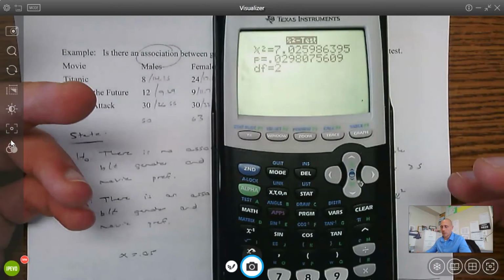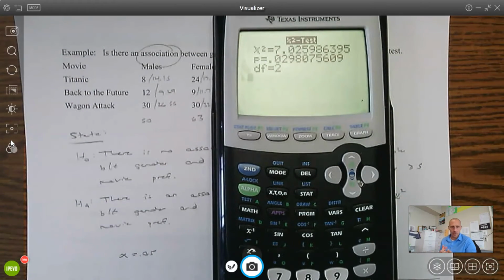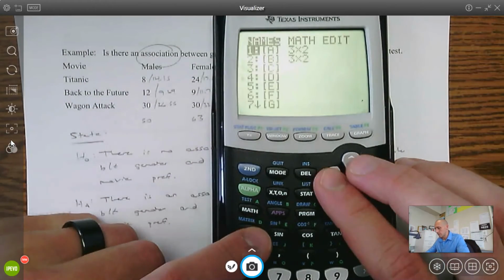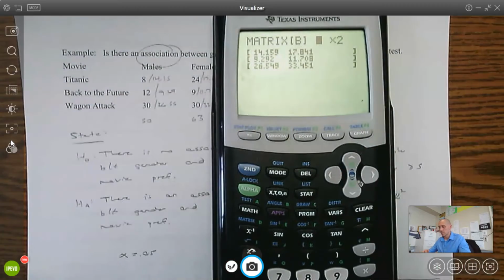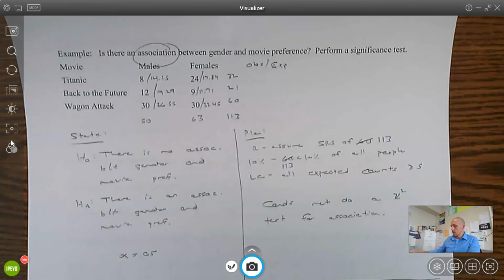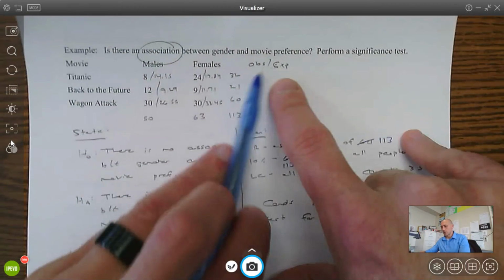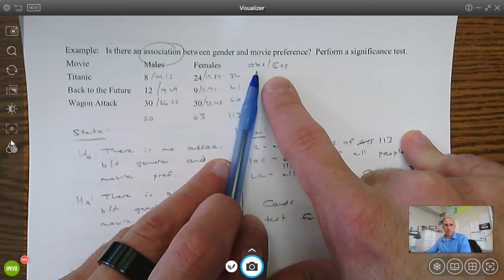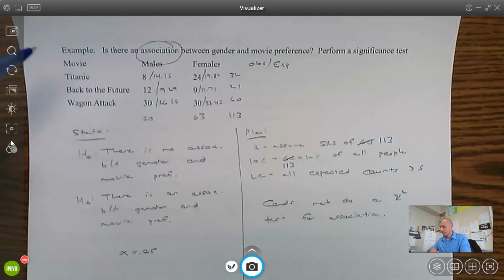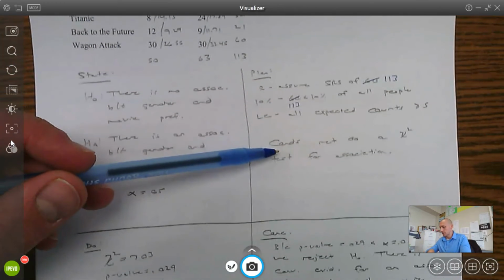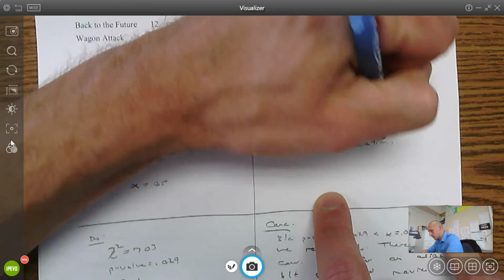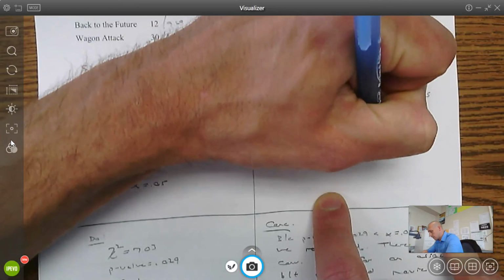And that'll give you your do step. The expected counts are going to be put into matrix B. So if I go back to edit matrix B, those are the expected counts. There they are in the table. Make sure you have a key so your AP reader knows which one's which. So the conditions are met. We do a chi-square test for independence.